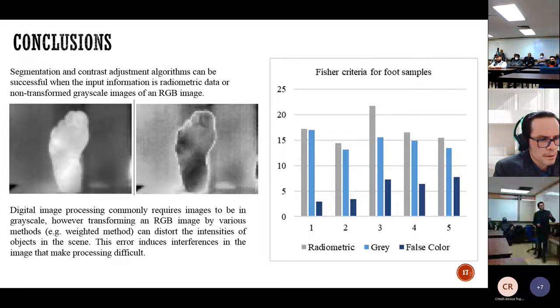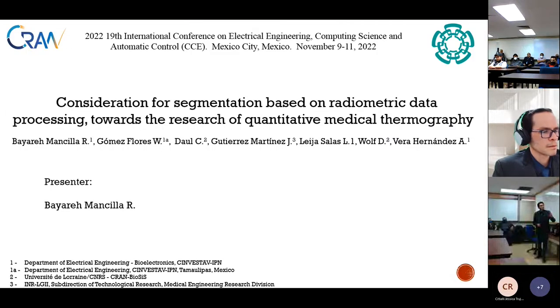Better performance, radiometric information as if our sensor or our camera from the sensor, it would be better than retrieving an image as data input for post-processing.